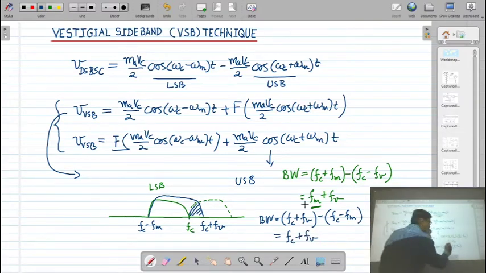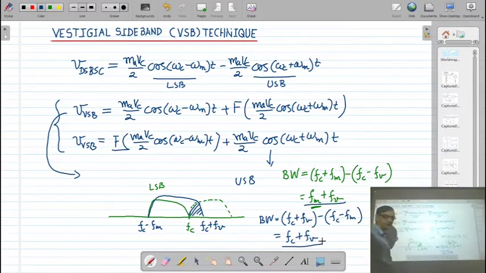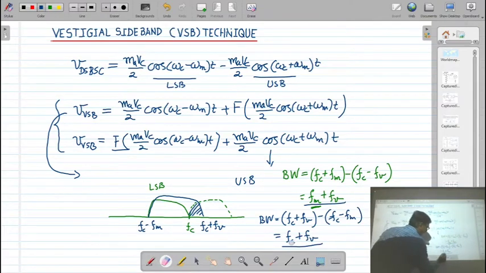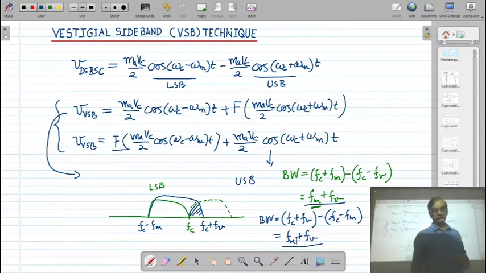So here either we transmit an upper sideband or a lower sideband. In that case the Fc is going to be cancelled, and this is going to be Fm plus Fv. So whether we transmit the lower sideband or the upper sideband frequency, in both cases the bandwidth is slightly higher than Fm, and that is slightly higher than your SSB technique.